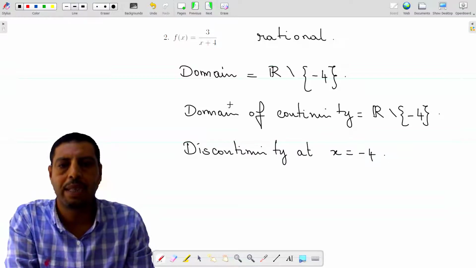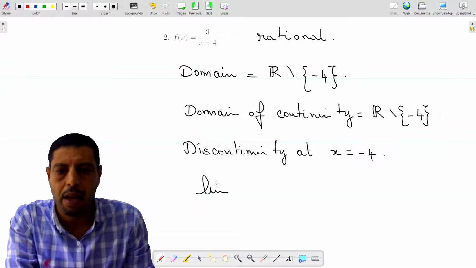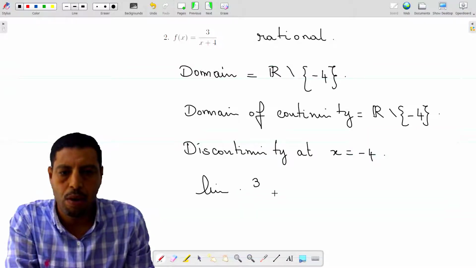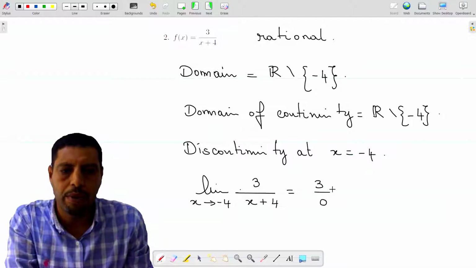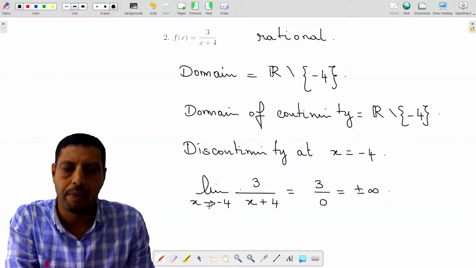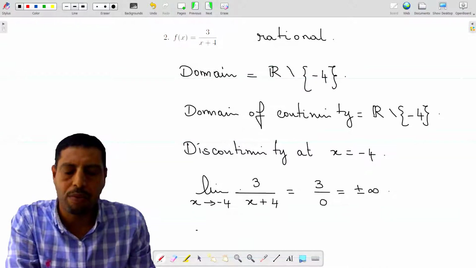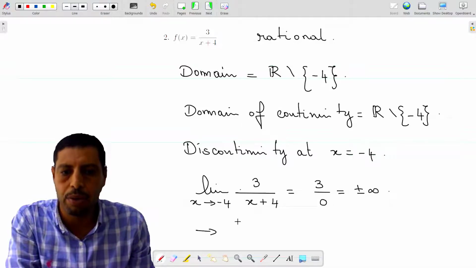And to describe the behavior of the function at this point, we have to compute the limit of this function at this point. So compute the limit of 3 over x plus 4 as x approaches negative 4, and you will find it's 3 over 0, and 3 over 0 is plus or negative infinity. I will not specify if it's plus or negative because it depends if it's negative 4 from the left or from the right. But anyway, we find an infinite limit, which means that we have a vertical asymptote. Good.